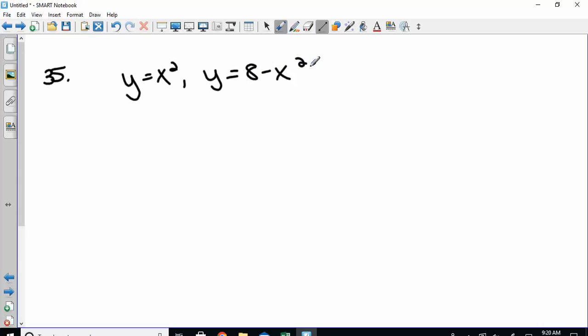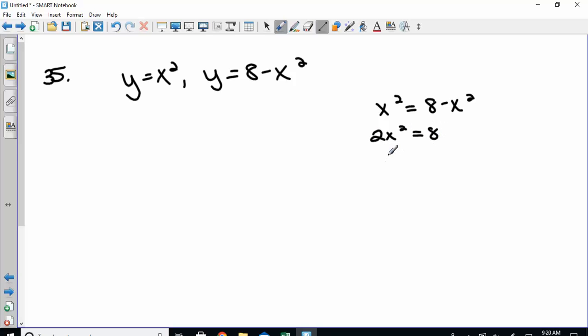Are we okay with those things? So 35. I want you to first draw me a picture, then find the area. It would be helpful to know where these things meet if I'm going to draw a picture, so we can set them equal to one another.